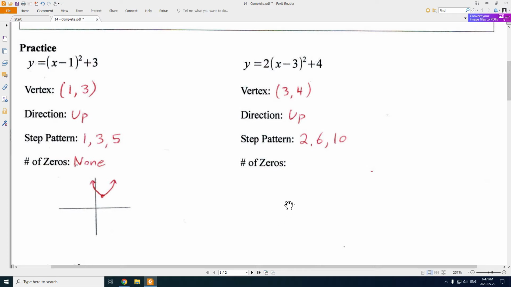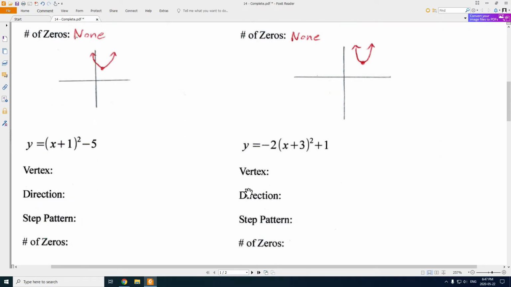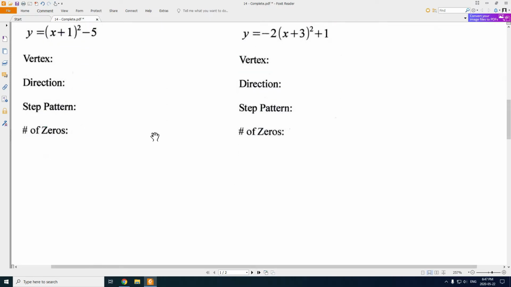And if we think about a little graph here, just a rough sketch, vertex at 3 and 4 somewhere here, opening upwards. Once again, it never hits the x-axis. No x-intercepts, no zeros. All right, next one. All right, this guy next.